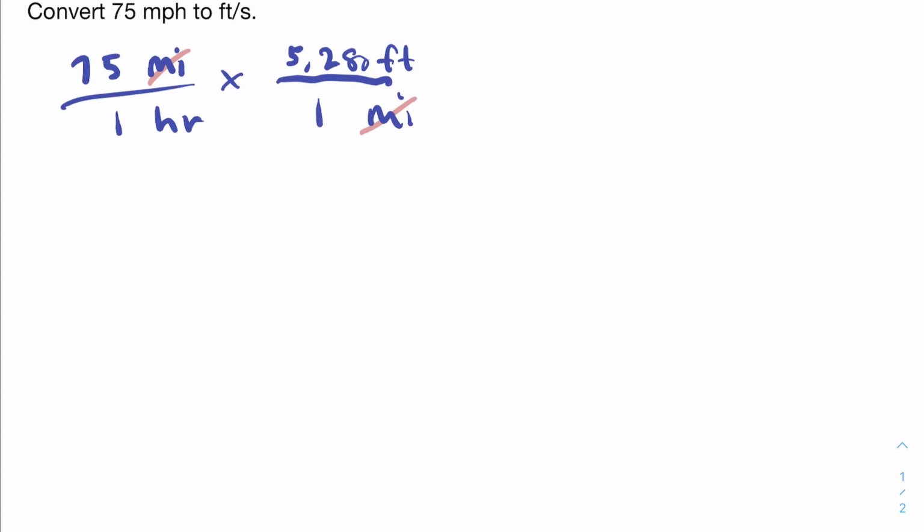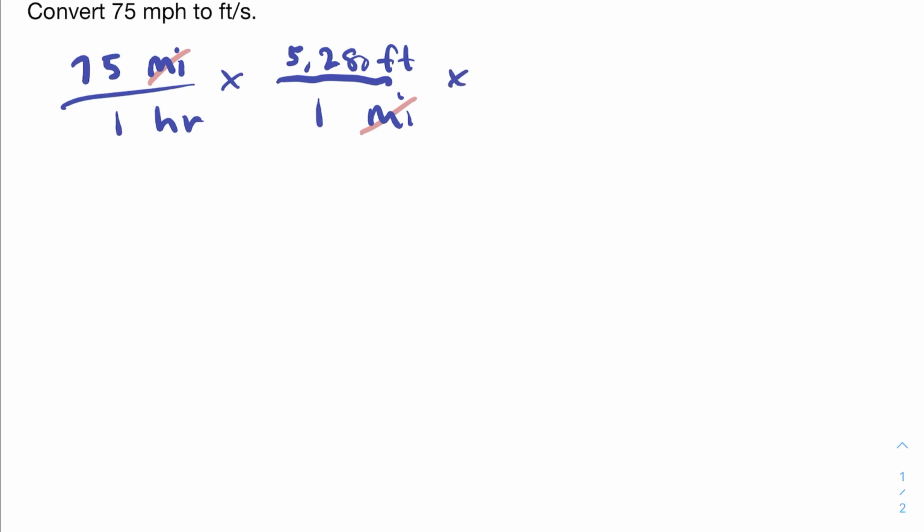Anytime you have units on both the top and the bottom, you can just cancel them out. It becomes 1. Anything divided by itself is 1. So now we have feet per hour. And you can multiply now, but it's actually easier to just multiply everything at the end. So now we just need to convert hours to seconds.